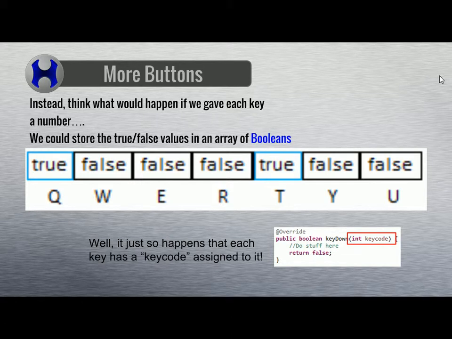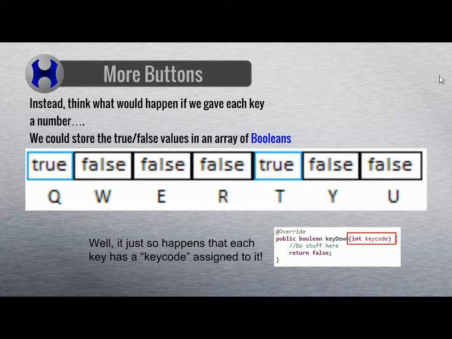So you guys probably hate arrays at this point, but they're very, very useful in games. So if you think about it, we could make an array for every single key, have them set to false, and then when you press a key, set that value to true. And when you release a key, set it to false.